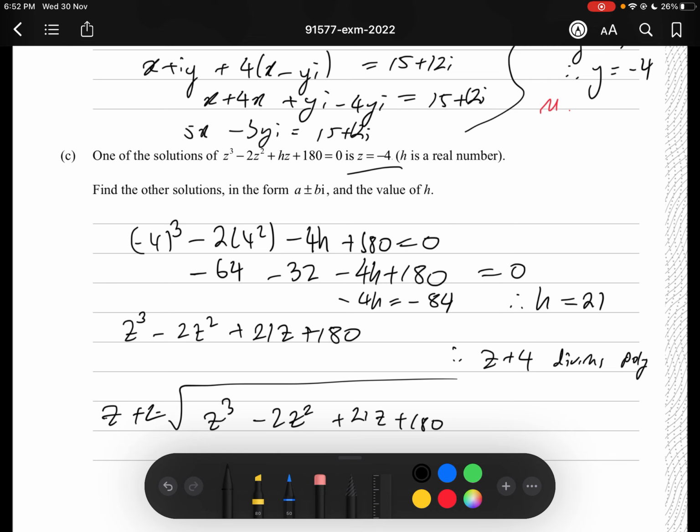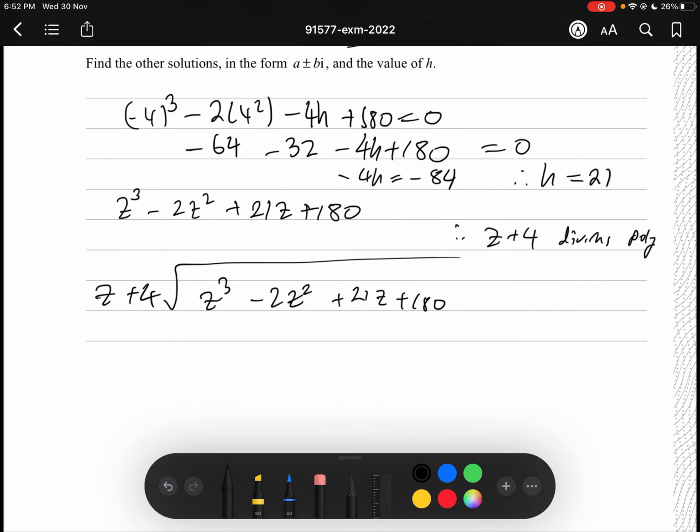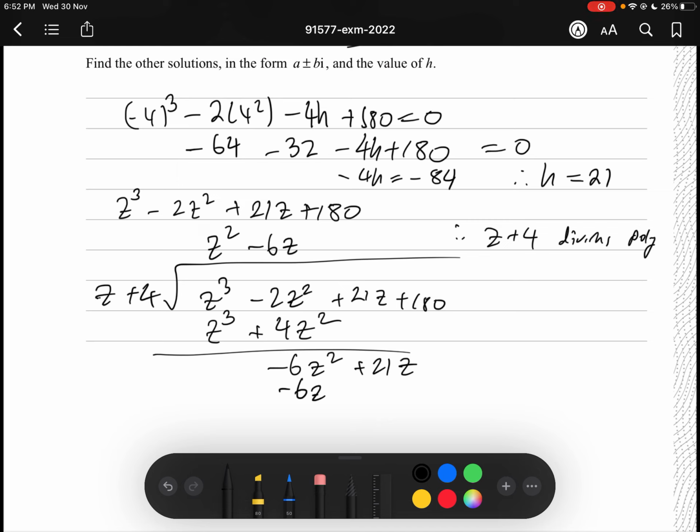So let's just chug. To get rid of the z to the power 3, we chug in z squared, so we should get z to the power 3 plus 4z squared, and -2 minus 4 is -6z squared plus 21z. To get rid of the -6z squared, we're going to use -6z. So we're going to get -6z squared minus 24z. So in this case, we'll have 21 minus of minus 24, which is positive 45z plus 180. And we're going to add 45 along at the end.